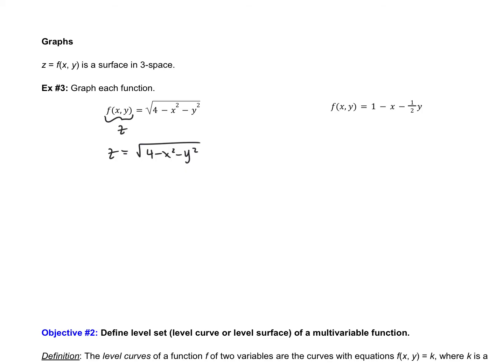What you might find helpful, if you don't recognize it immediately, is to square everything and put x and y on the same side. This is what we get: x squared plus y squared plus z squared equals 4. If we review, this is a sphere where the radius is 2, and it's centered at the origin.